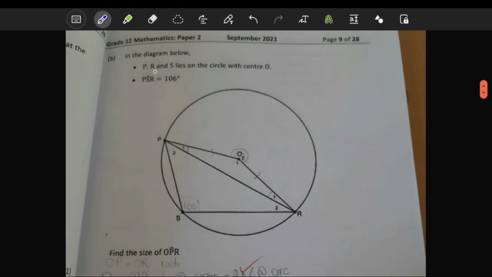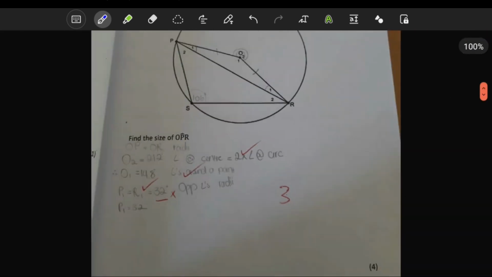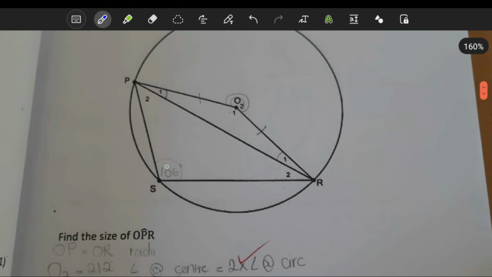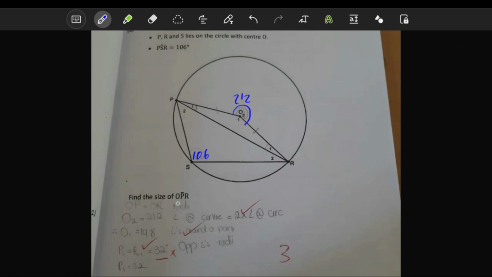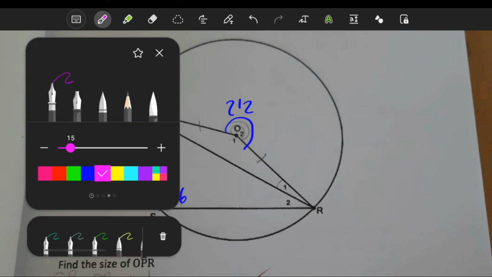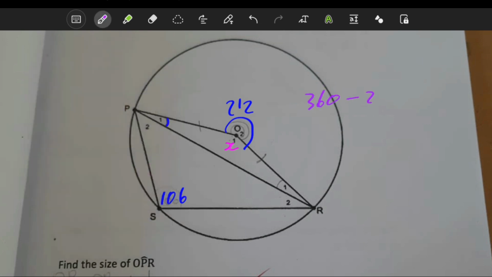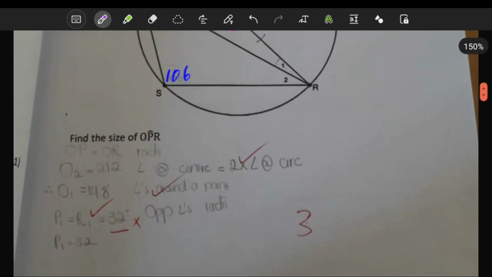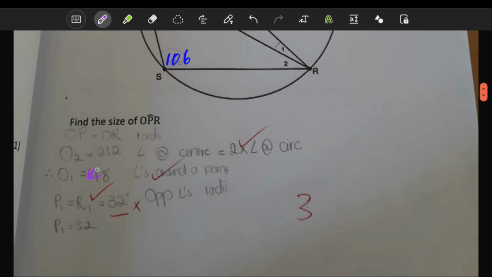So here it says P, R and S lie on the circle with center O, and then they gave this angle here. Let me just see if this was actually okay. There's only 1 mark missing, so this is 106, meaning that this would need to be double, which is 212, because the angle at the center is double the angle at the circumference. Now they said to get the angle OPR, which is this tiny one here. We can firstly get this one over here using angles around a point, because 360 minus 212 is going to give us this 148 over here.